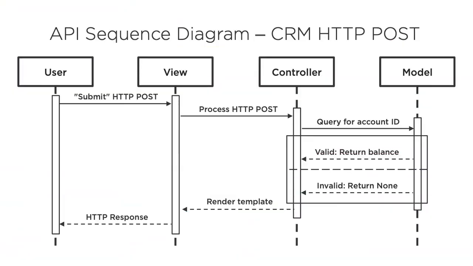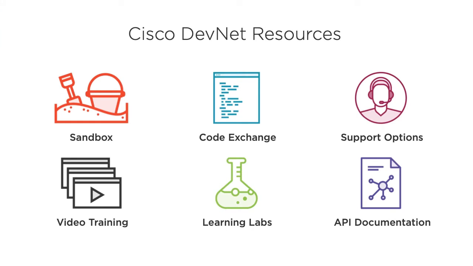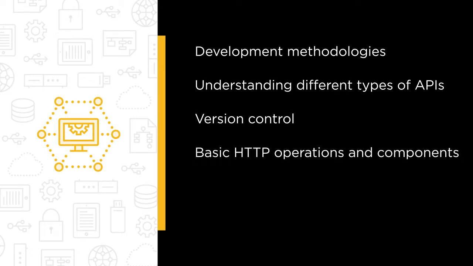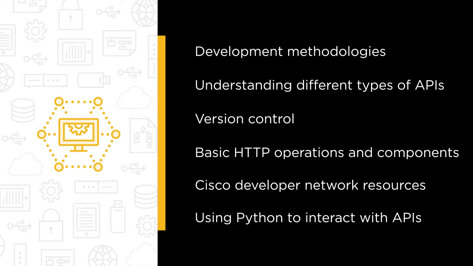This course primarily follows a company's software development of a web application and all the peripheral design and technical considerations along the way. You'll learn the fundamentals of software development, including development methodologies and design patterns, understanding the different types of APIs, version control using local and remote Git repositories, basic HTTP operations and components, how to utilize the Cisco Developer Network resources, and using Python to interact with real-life APIs.